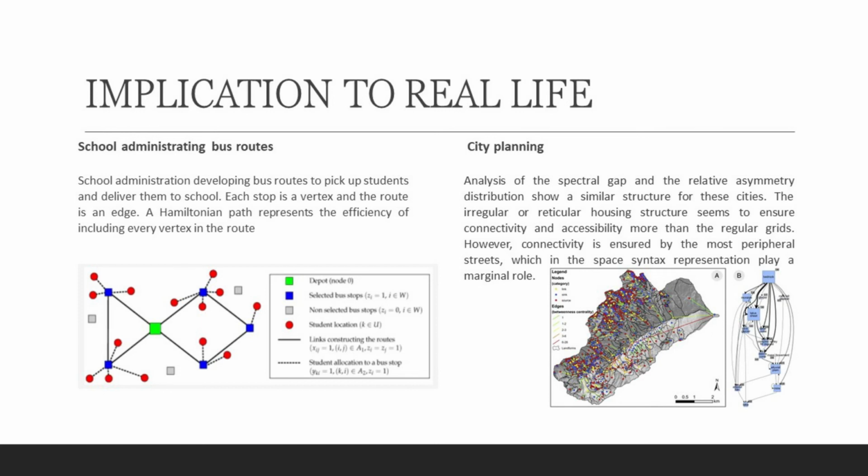Moreover, we also use graph theory in city planning. Analysis of the spectral gap and the relative asymmetry distribution show a similar structure for these cities. The irregular or reticular housing structure seems to ensure connectivity and accessibility more than the regular grids. However, connectivity is ensured by the most peripheral streets, which in the space syntax representation play a marginal role.